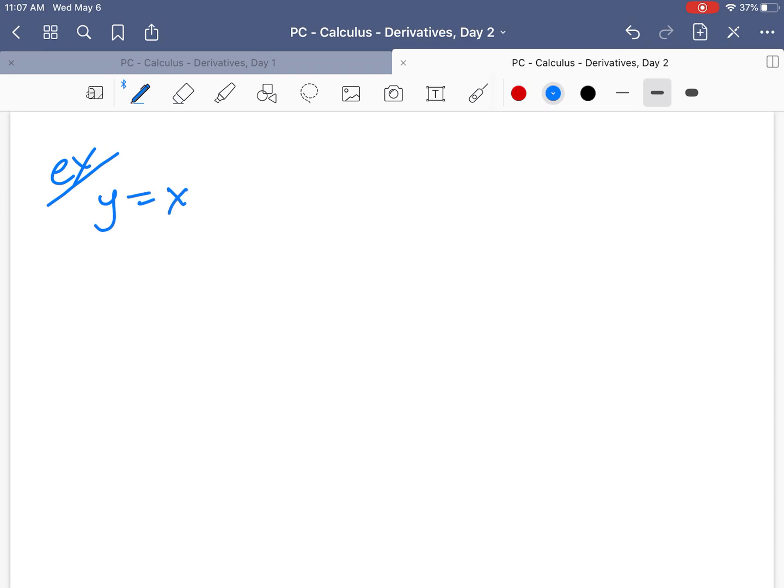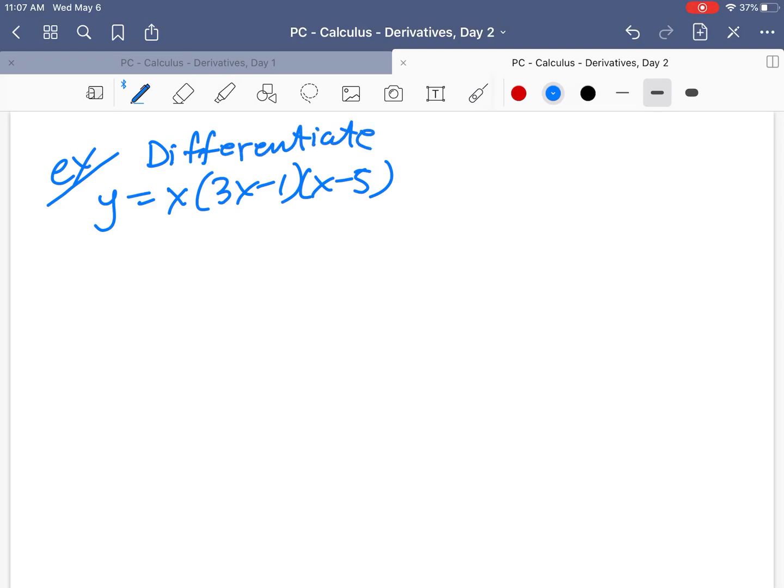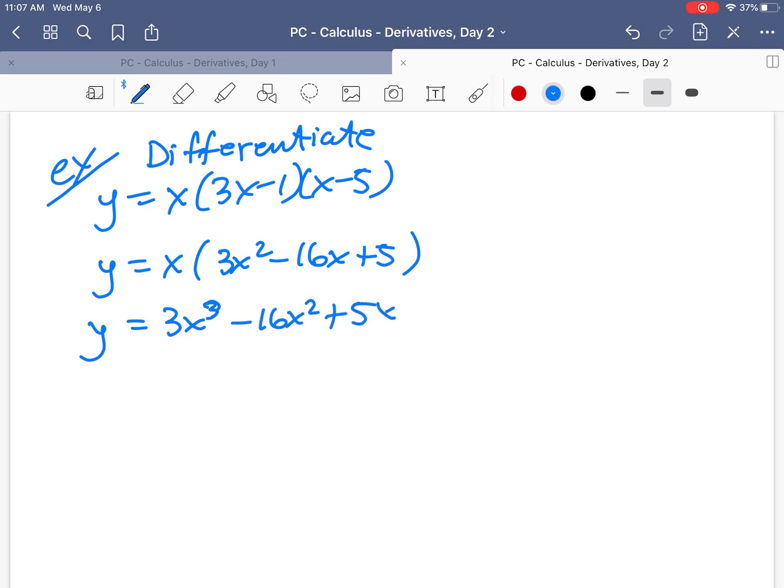Let's say I had this: y equals x(3x minus 1)(x minus 5), and you had to differentiate this. Again, you don't know how to do something with products in it. There is something called the product rule, although you wouldn't really want to use it for this. It'd be better just to multiply this out because that would be the easier path. So let's multiply this out. I'm going to leave that x there. Let's FOIL this out. I get 3x squared minus 15x minus 1x, so minus 16x, and then plus 5. So ultimately, I have 3x to the third minus 16x squared plus 5x.